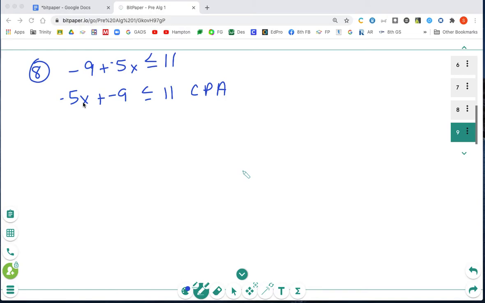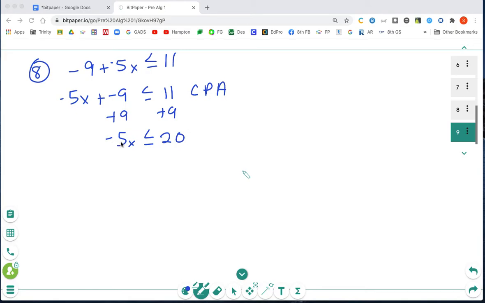Is the variable on the left? Yes. Is it first? Yes. Is it alone? No. So we're going to zero pair the 9. Brother-sister rule, we do it on both sides. So now we have negative 5x is less than or equal to 20.